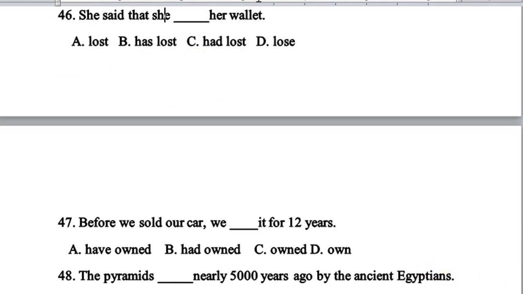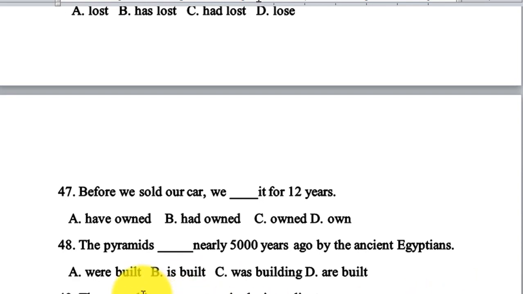Question 48: The pyramids blank nearly 5000 years ago by the ancient Egyptians. I'll repeat once. The pyramids blank nearly 5000 years ago by the ancient Egyptians. What is it talking about now? The pyramids that the ancient Egyptians built more than 5000 years ago. So it talks about the pyramids, not the person.